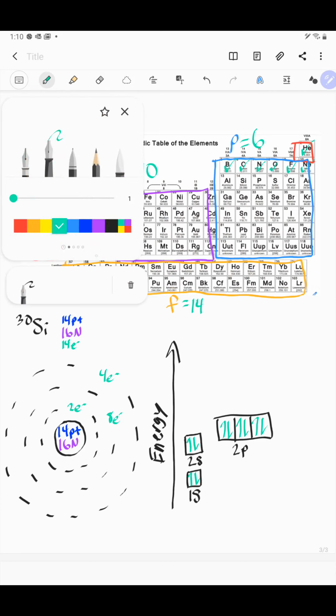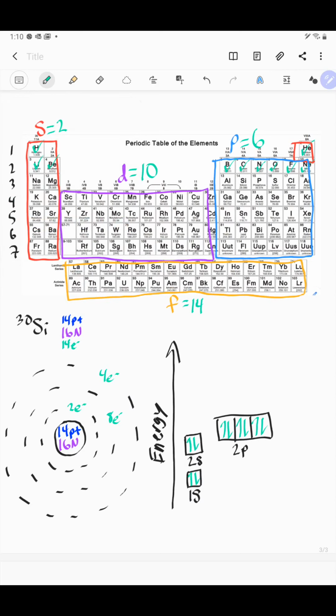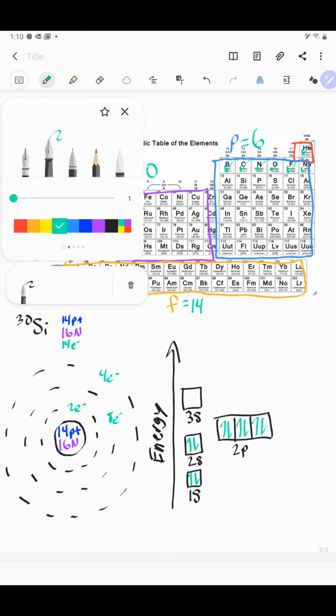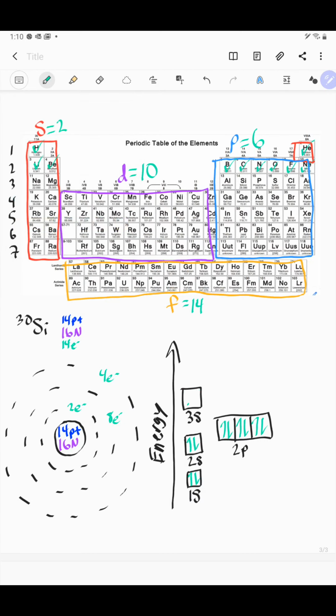So we will draw the third energy level here, 3s. Let's fill in our electrons. 1, 2. We can cross off where we're at. And then next, we can fill in where we're at, we'll keep going across.